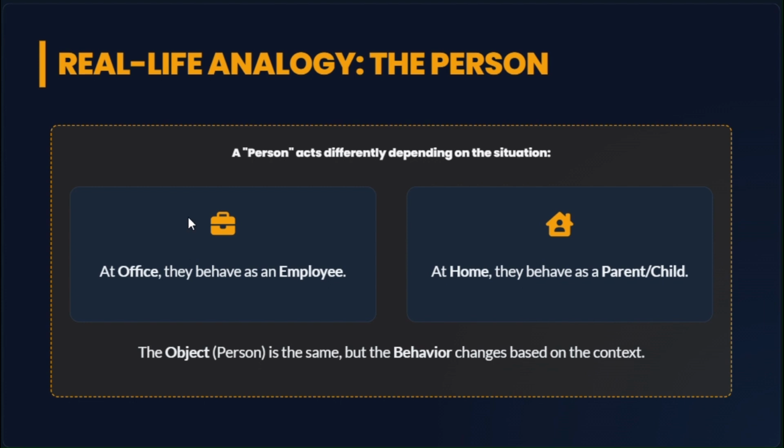The best way to understand this is to look at yourself. You are a single object, a person, but your behavior changes based on your context. When you are at the office, you act as an employee. When you are at home, you behave as a parent or a child. In a shopping mall, you act as a customer. You are the same object, but you take different forms or behavior depending on where you are. That's polymorphism in a nutshell.